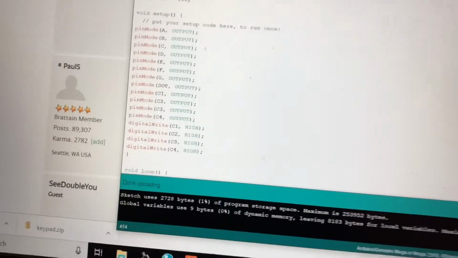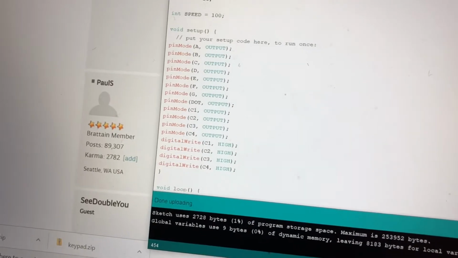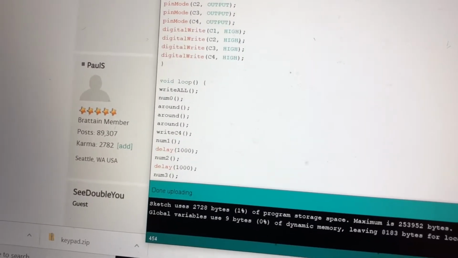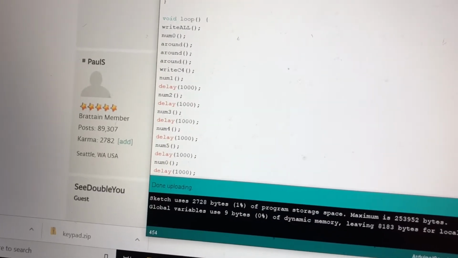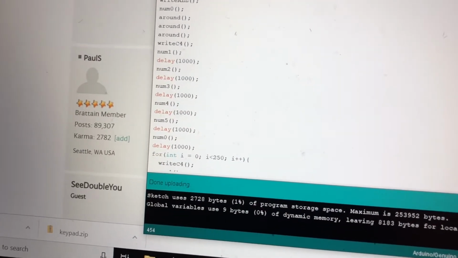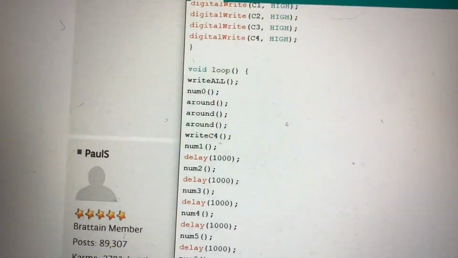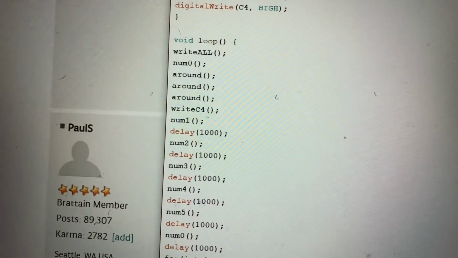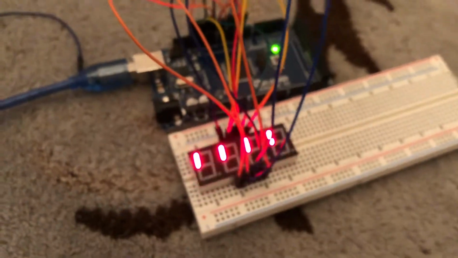So there's a setup that sets up the pins on my Arduino to output. And it also turns off all the digits. And then this is the code that uses the functions, as you can see over here. It writes to all the digits, number 0, and then does around 3 times, you can see 0, and then goes around 3 times.